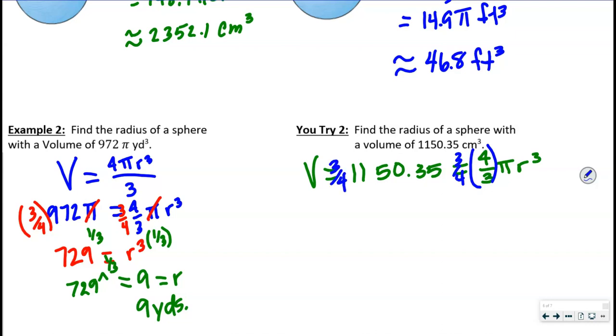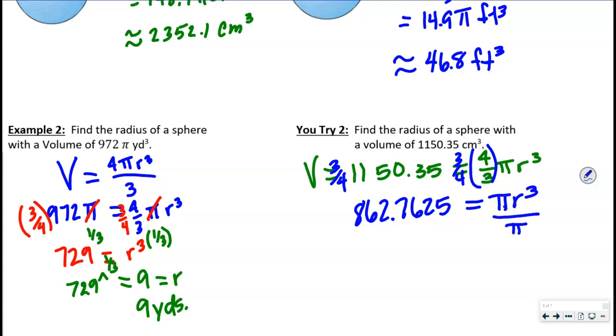So when I did that, what did I get? Pause. Guys, when I multiplied 3/4 times 1150.35, I got 862.7625. Now I'm going to divide that. That's exactly what I had in my calculator. Put all the digits there because I'm not going to change what's in my calculator.